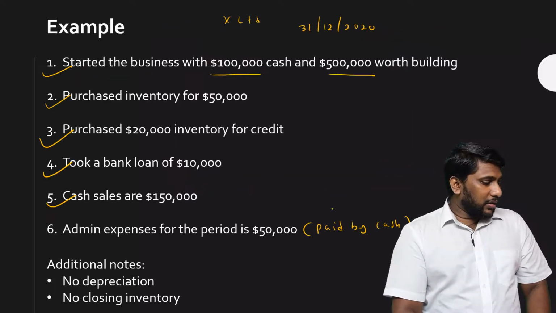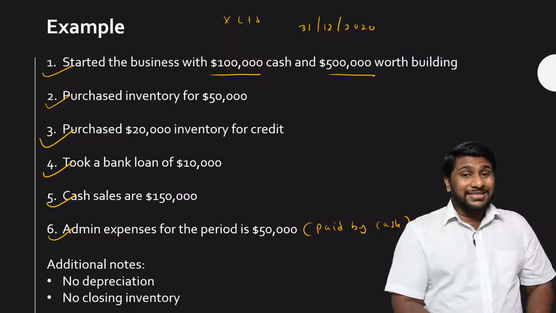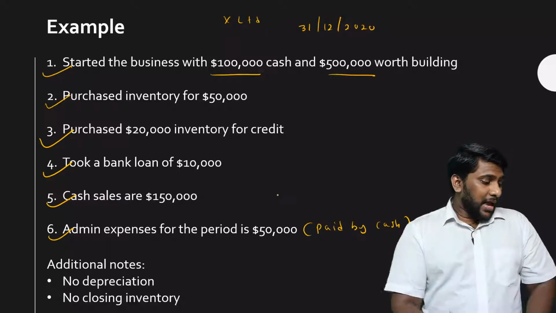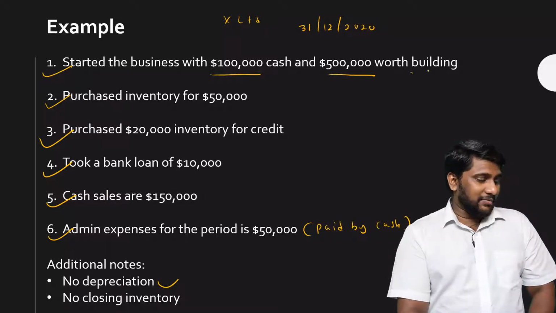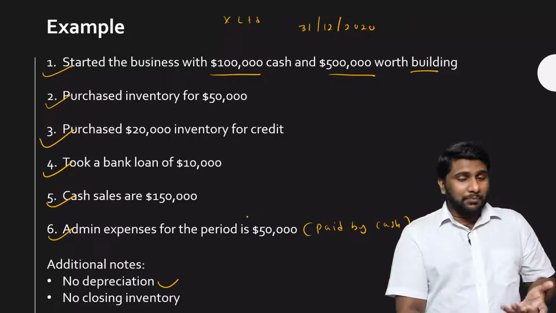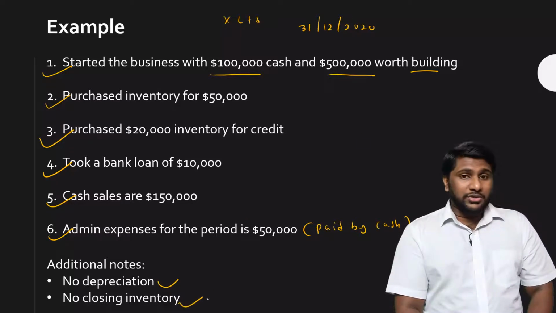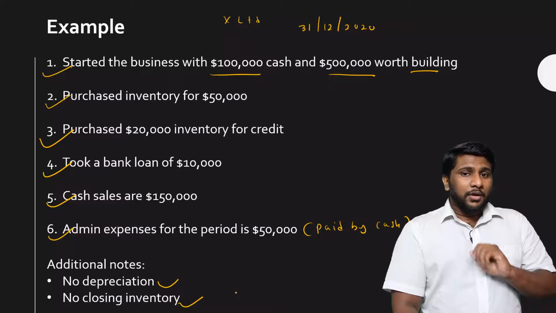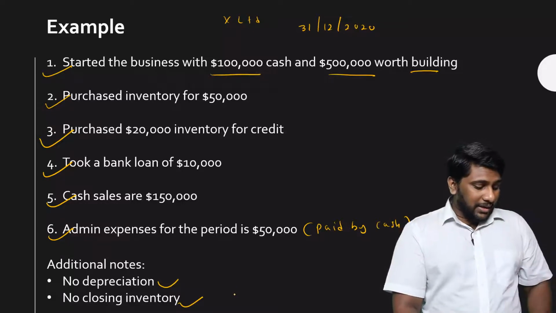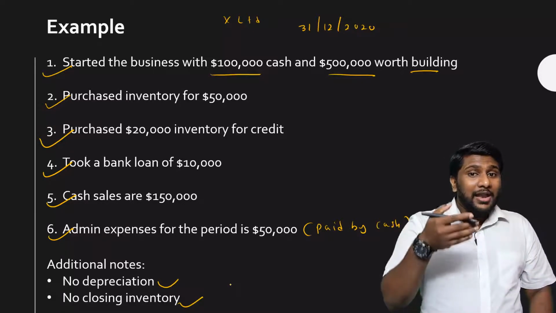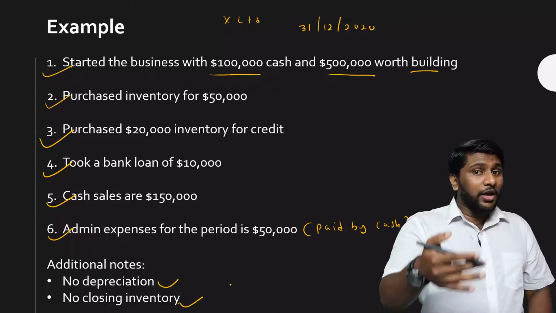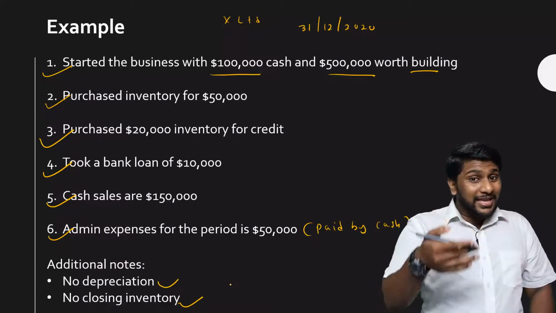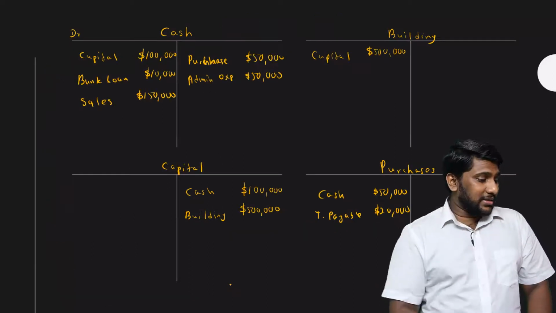So I am done with all the transactions. All 6 transactions are done, and I have given you some additional notes. No depreciation. Yes, there is a building, but I have given no depreciation, and there is no closing inventory also. Now what we will have to do is prepare the trial balance. I said a trial balance is a report where you will have the balances of all your ledger accounts. So let's take the balances of all your ledger accounts.